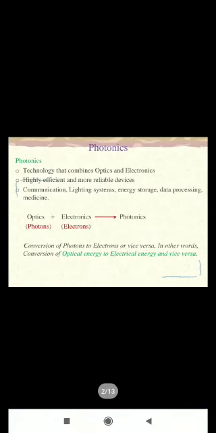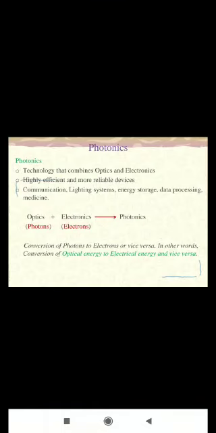This video section on Engineering Physics A covers the second part of Module 5, that is Photonics. So let's start and see what photonics is all about. Photonics is also known as optoelectronics. It is a technology that combines optics and electronics.